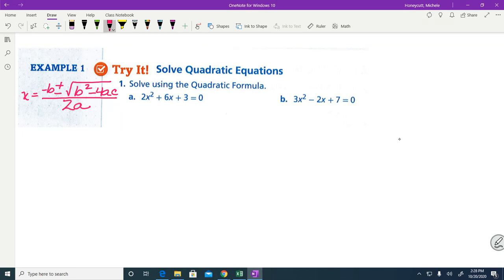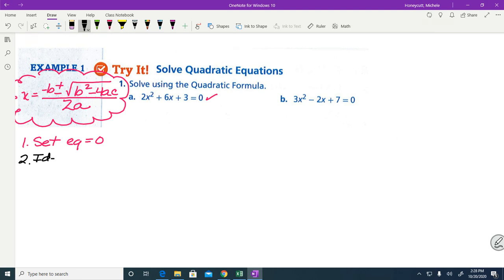All right, so we're going to solve this using the quadratic formula. The first thing that you need to do, number one, is set it up in standard form. Set the equation equal to 0. So is my equation equal to 0? Check. Step number 2, I need to identify A, B, and C.